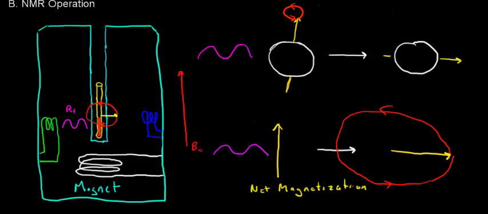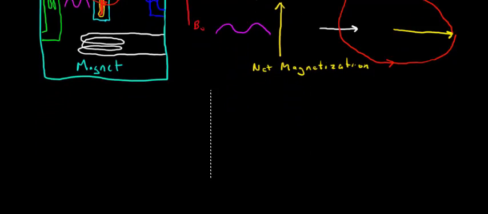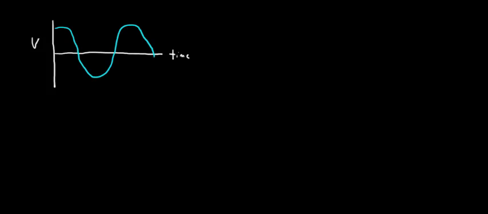And so if we plot voltage versus time, we're going to see something like this. So I'll put the voltage on the y-axis, so V for voltage, and time on the x-axis, the time in seconds. And what we see is a cosine wave, like so. Now, modern NMRs are often referred to as FT NMRs.